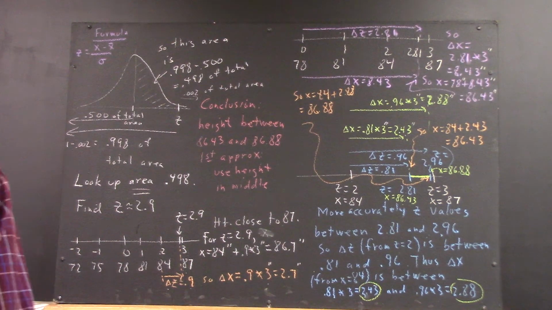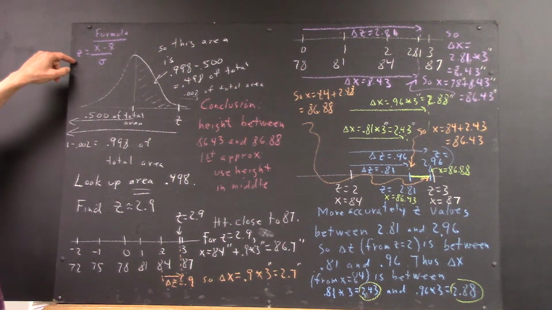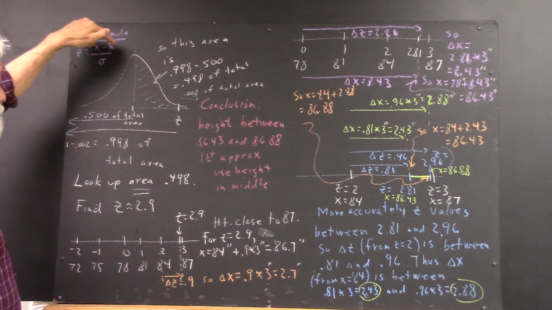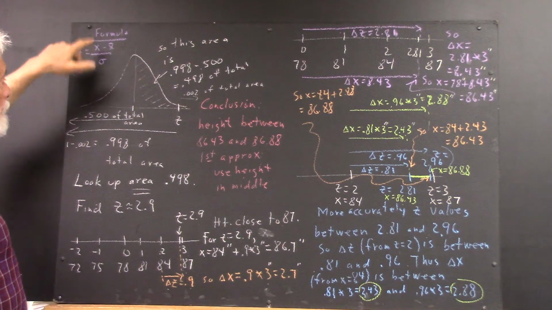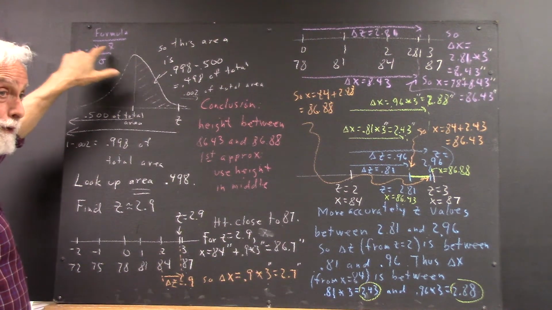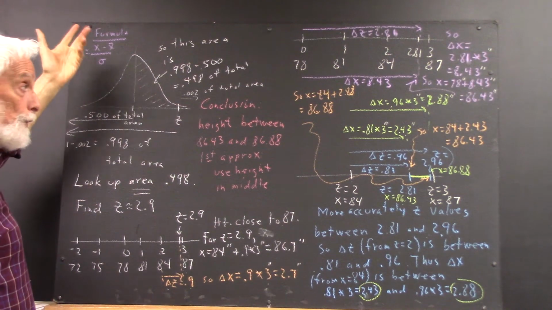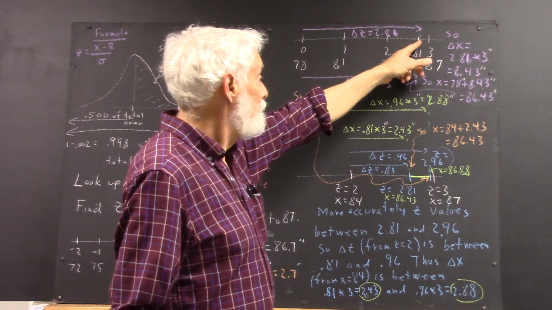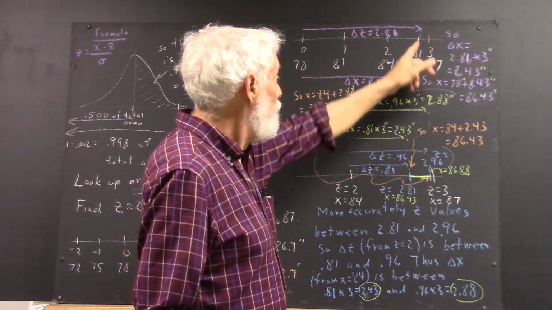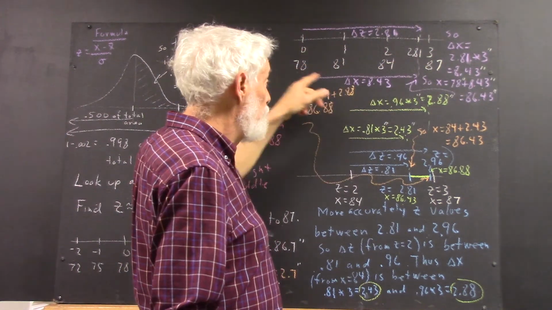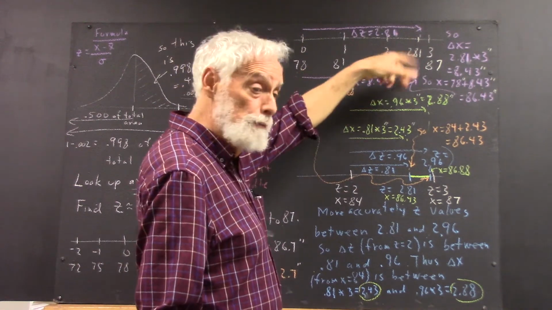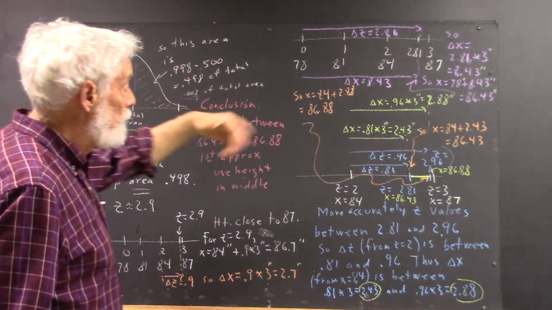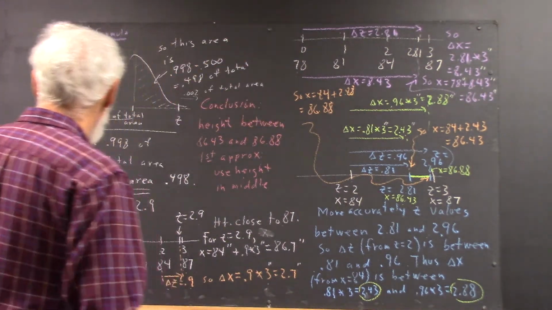Well, the formula that you're given is that your z value is x minus x bar. Wherever x is, you subtract the mean value from that x. If your x is out here, you'd be subtracting x bar, 78, from whatever your x value is. And then you divide that by your standard deviation, you get your z, okay?